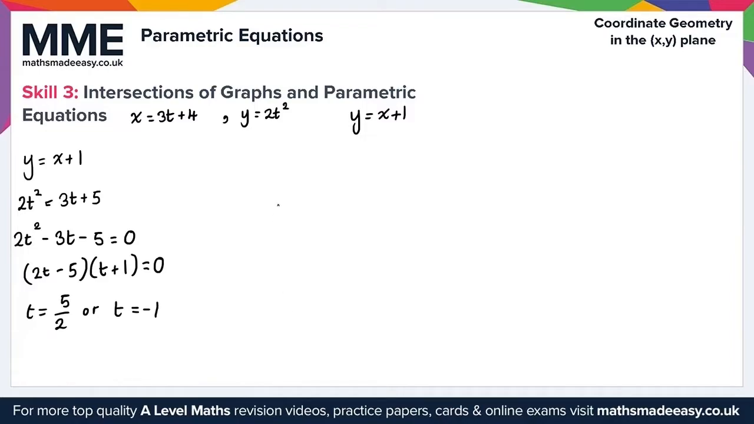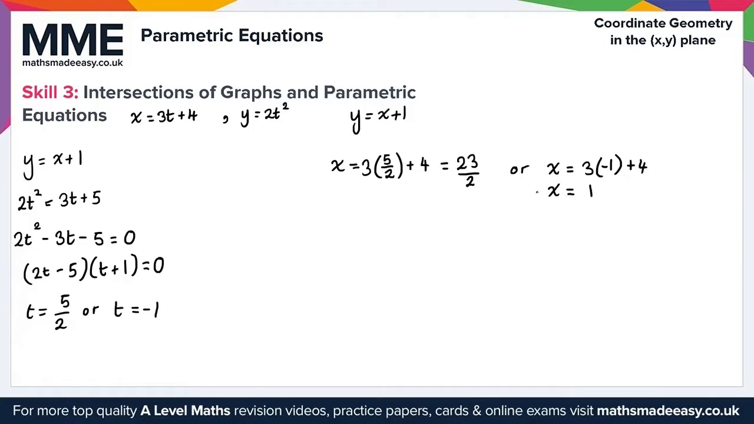Now, what we want to do now is find the coordinates here, so we consider our x and y equations. So x is equal to 3t plus 4. Here, let's consider 5 over 2 first. That's 3 lots of 5 over 2 plus 4, and if we evaluate that here, we get 23 over 2. Okay? And when t is equal to minus 1, then we obtain for x 3 lots of minus 1 plus 4. And 3 lots of minus 1 is minus 3 plus the 4 gives us 1. So we've got two values for x then.